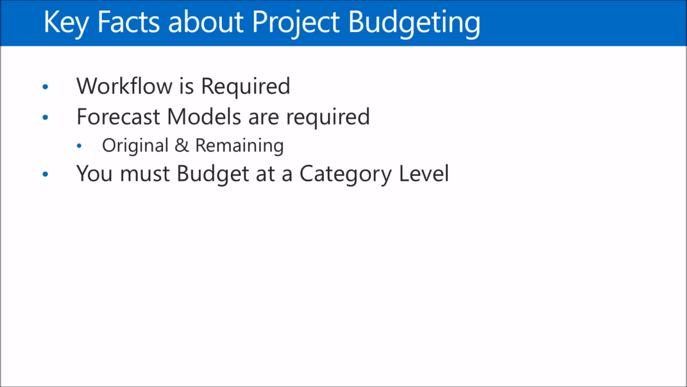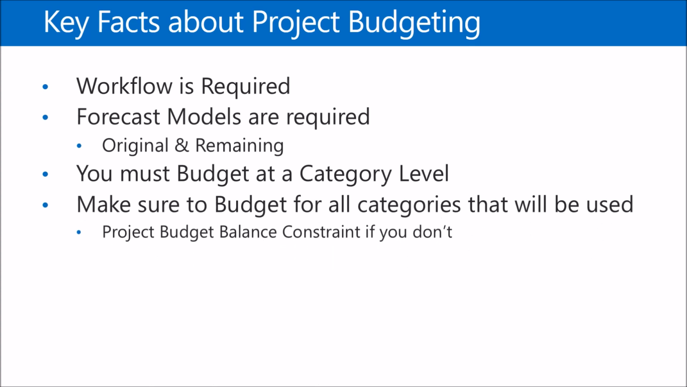Because if you want to budget at a specific level, you're going to have a category at that level. Make sure to budget for all categories that will be used. This is just a general best practice. If you don't budget for a specific category and you log actuals for that category, it's not going to show up on your project budget balance inquiry. So at Stoneridge, basically what we've done is we just budget for all our categories, whether it's got a value or not, just so it shows up on the report properly.